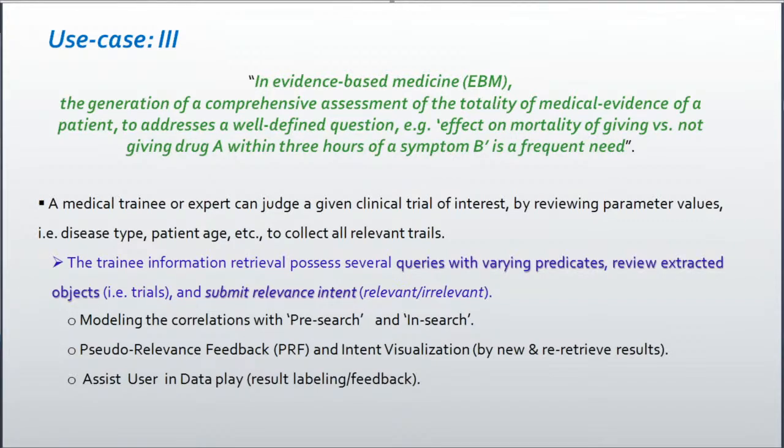So basically this is typically related with this retrieval process, where we are applying several queries with variable predicates, reviewing the possible effects, and again submitting the relevance. So the one point which I am emphasizing here is very important: to incorporate a third kind of relevance, which is called pseudo relevance, right?